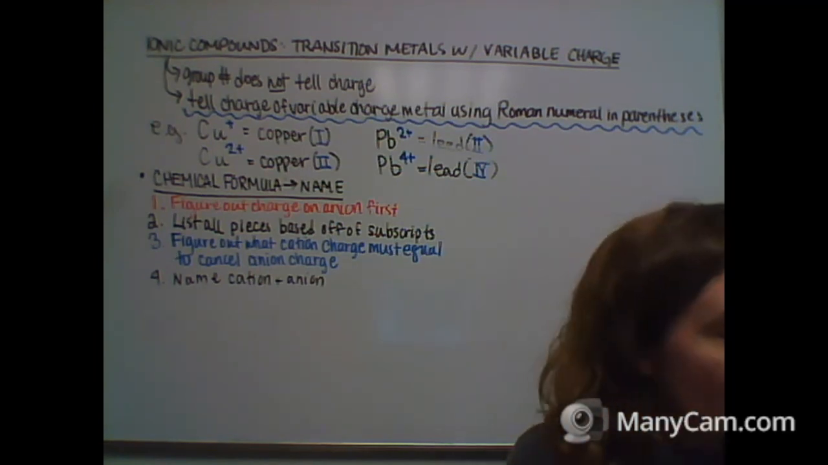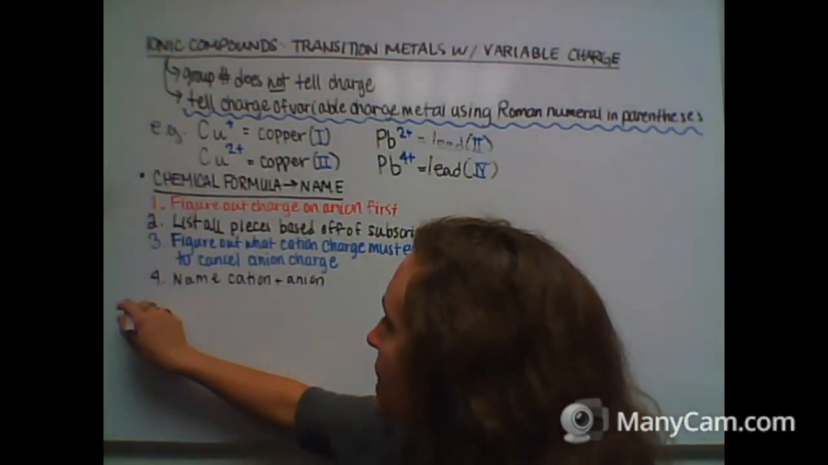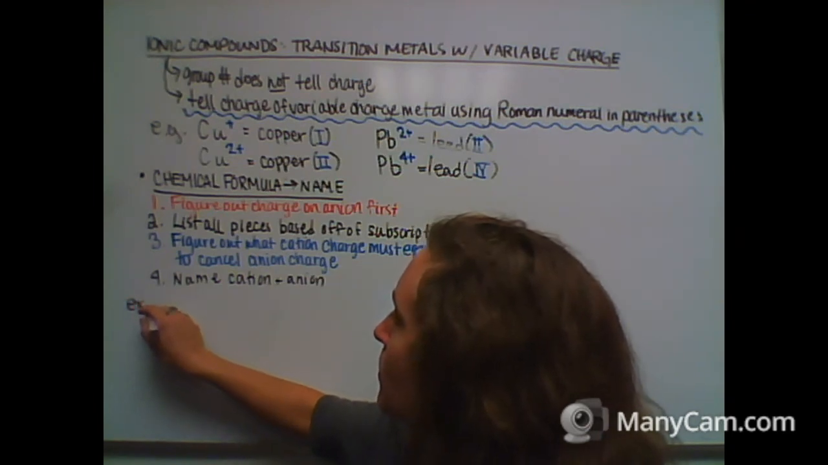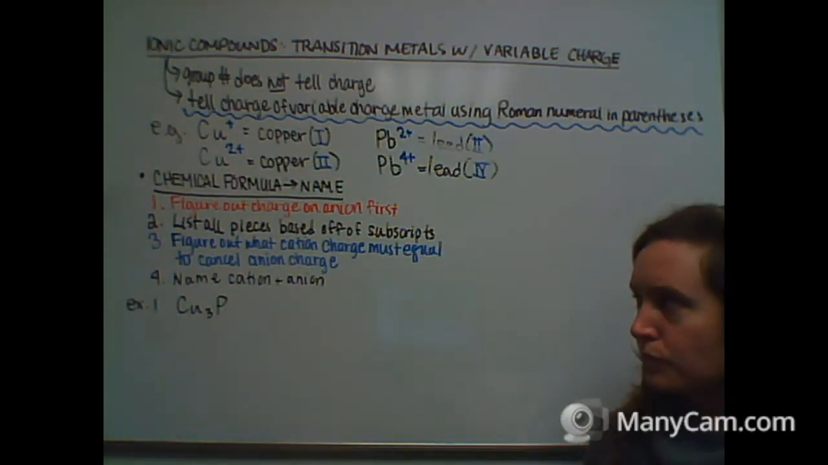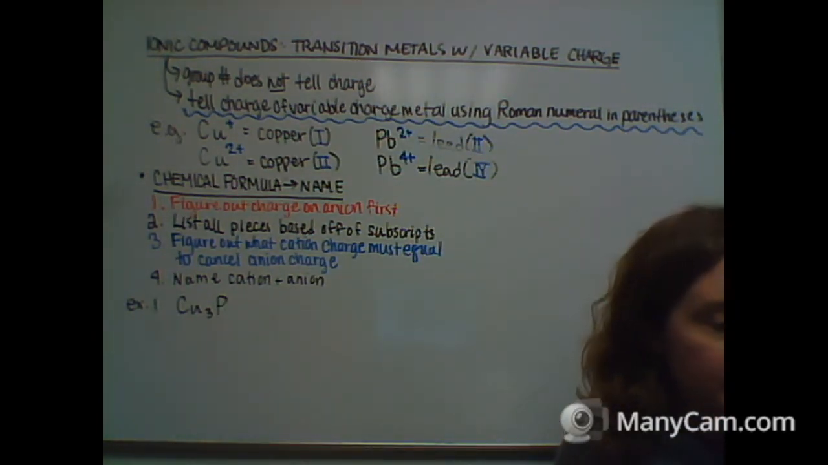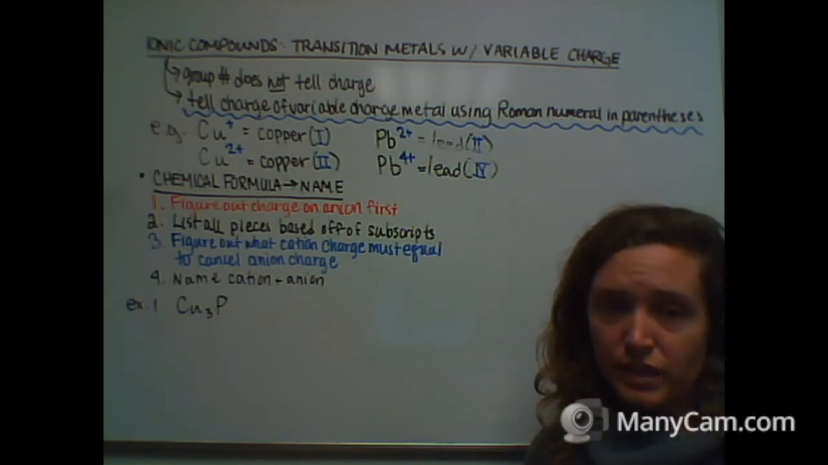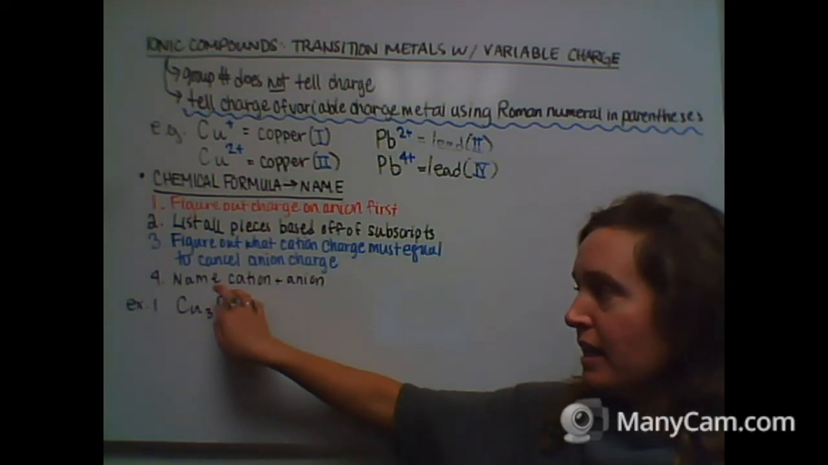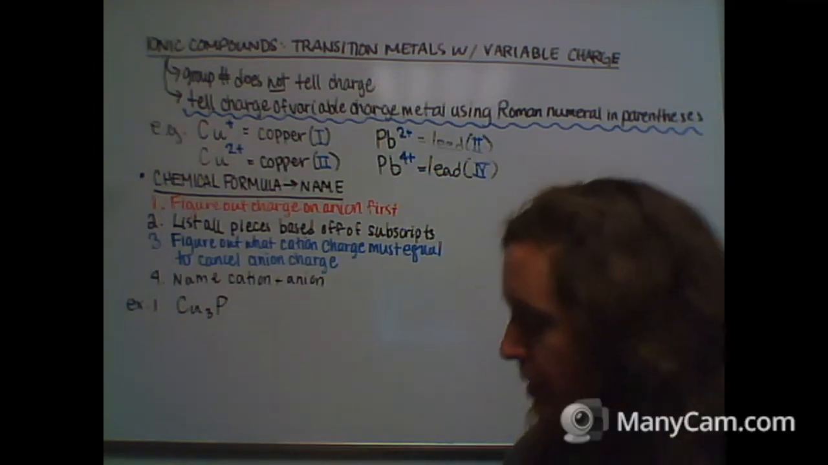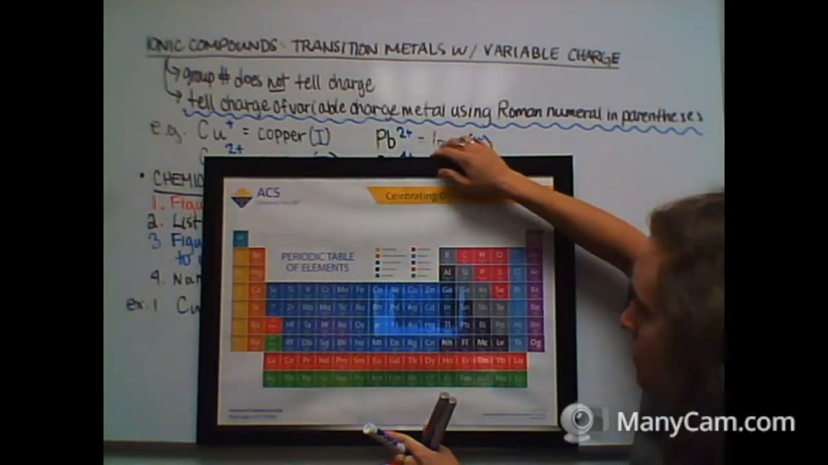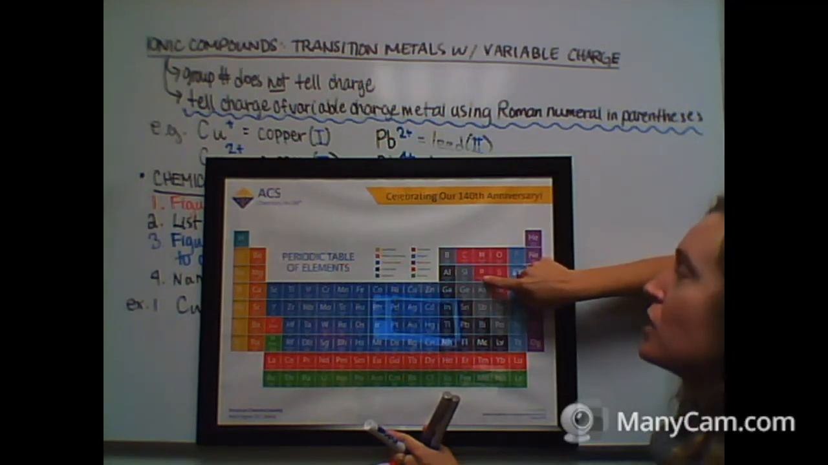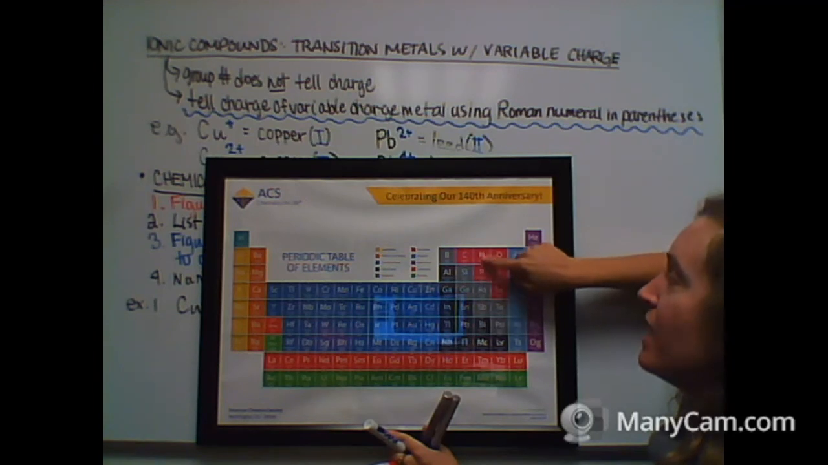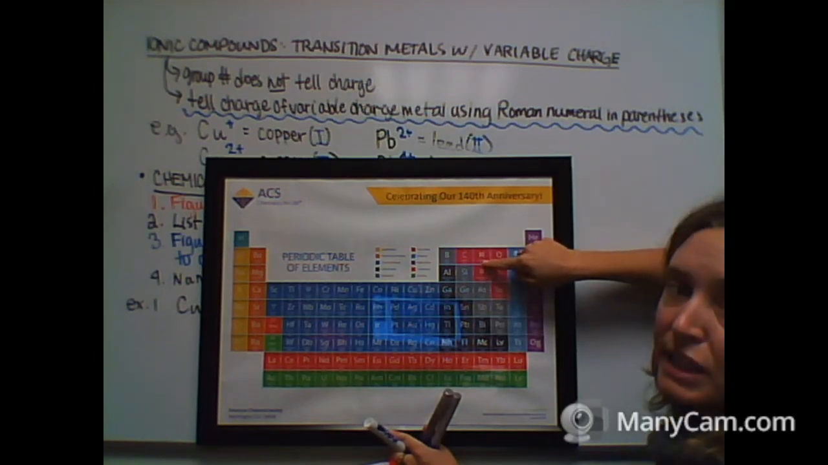All right, so let's take a look at the first example. Let's name Cu3P. All right, so let's figure out the charge on the anion first. The anion is the second ion over here, P. Well, P is phosphorus, and it's in group 5A. So the charge on the nonmetals in group 5A, such as nitrogen and phosphorus, is going to be a 3- charge. 5 minus 8 is 3-.